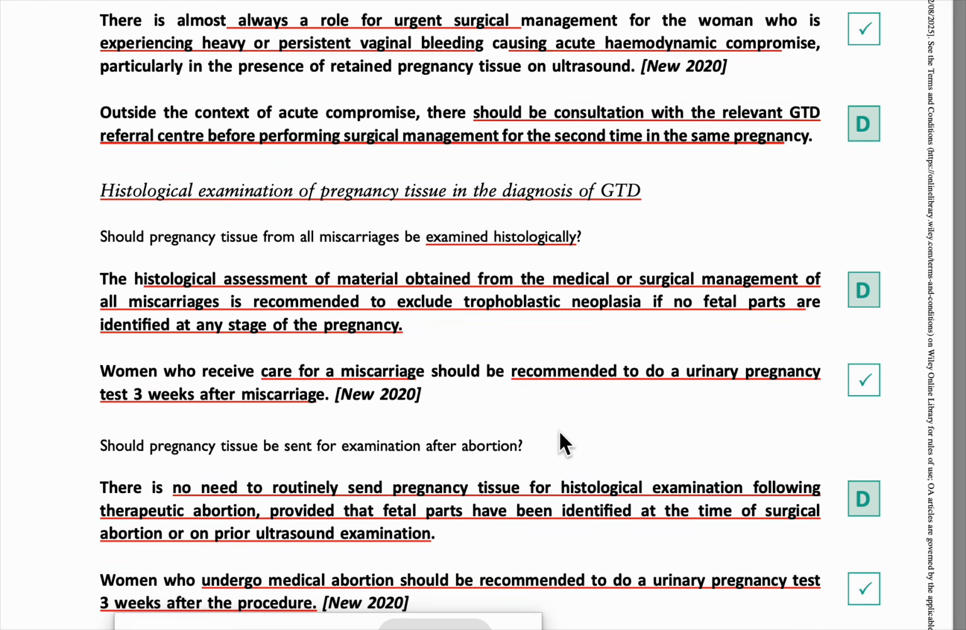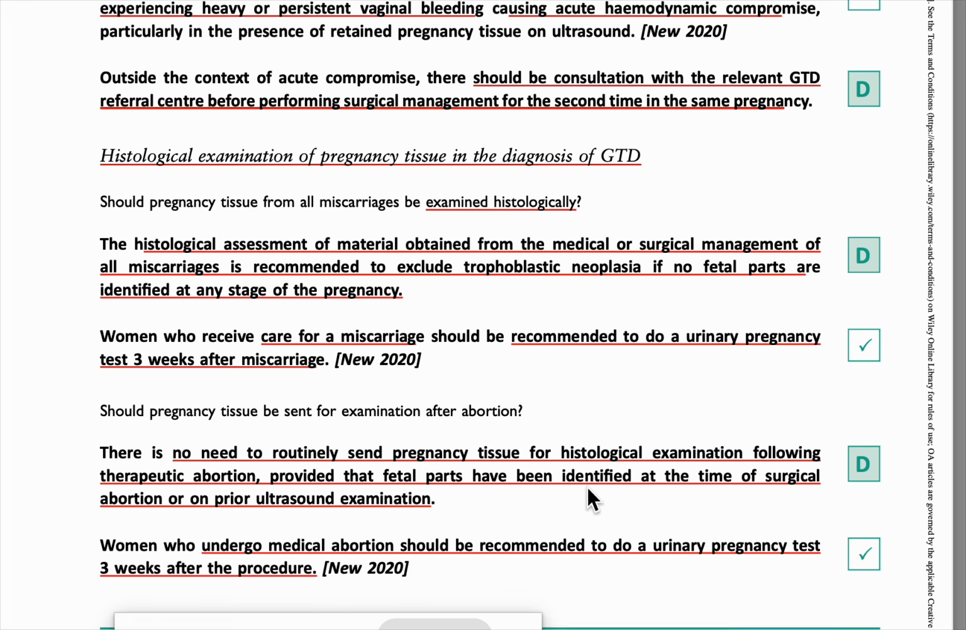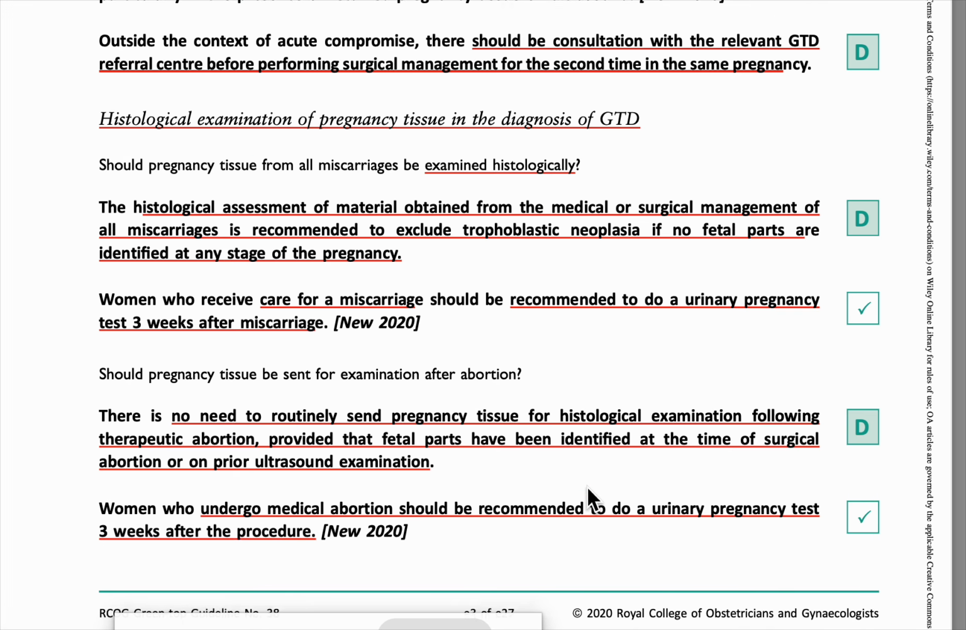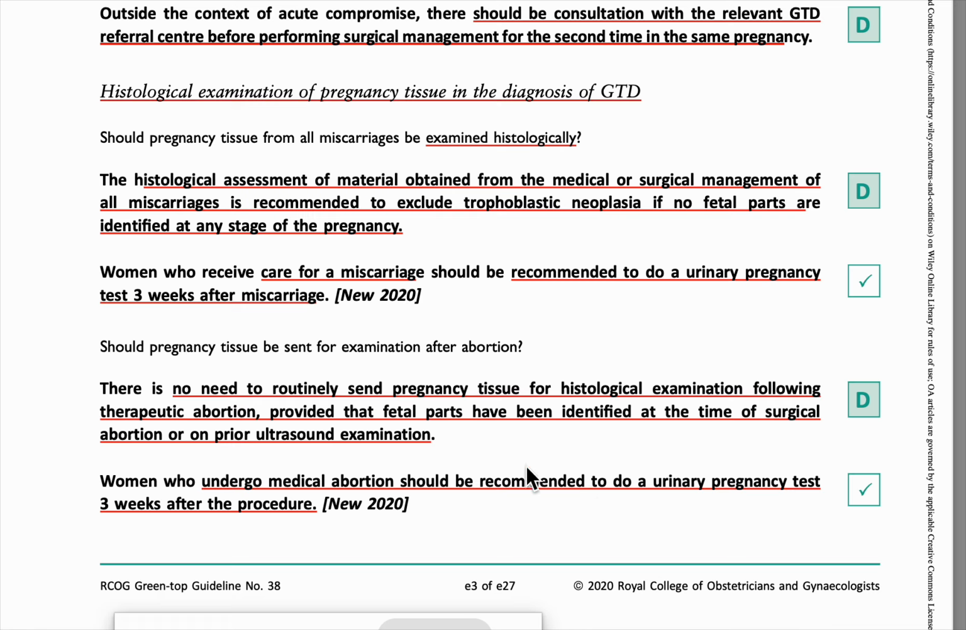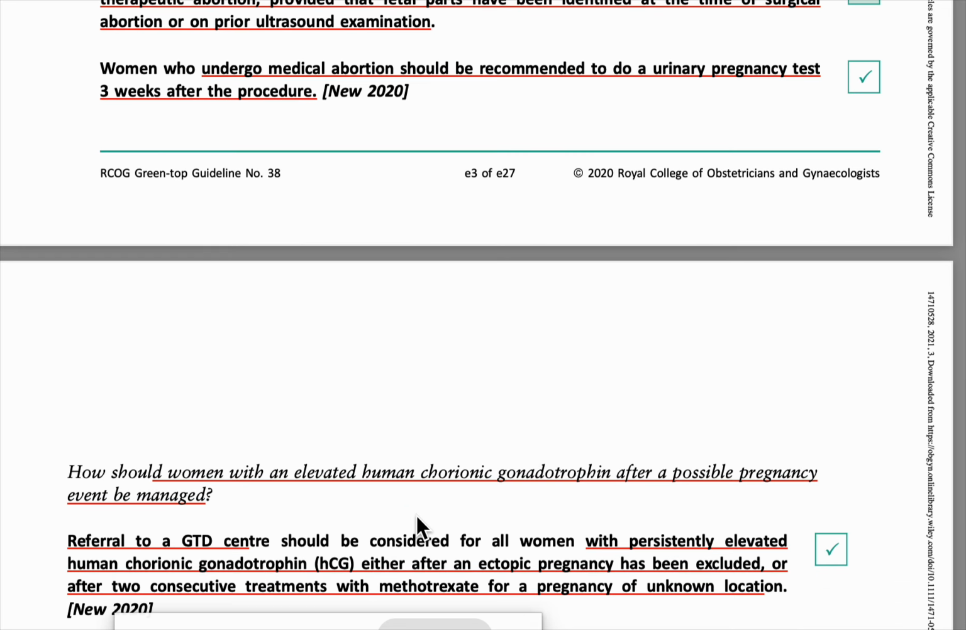Routinely we are not sending these tissues for histological examination, like in therapeutic abortions, because we already know the baby is there and everything is fine. But if we don't find any baby, then we have to send that tissue. This is the thing they wanted clarified. And if we are doing a medical termination, after 3 weeks we have to do the urine pregnancy test.